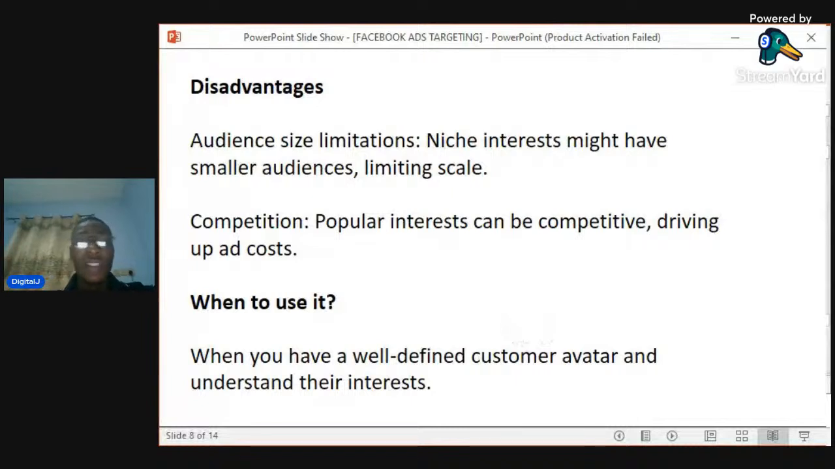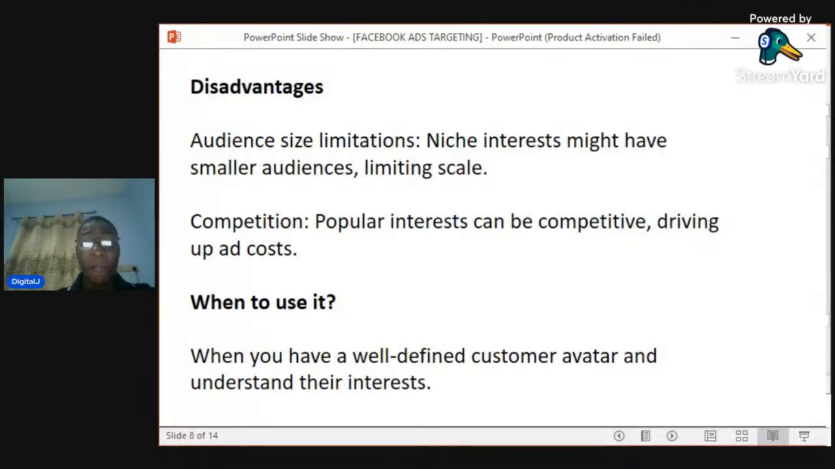So for the disadvantages, like I said earlier, whatever has advantages has disadvantages. The disadvantage is audience size limitations. Niche interests might have smaller audiences, limiting scale. Now, unlike broad targeting, where you won't do any form of interest targeting, you won't put any keywords, you are just targeting these persons based on location and age.